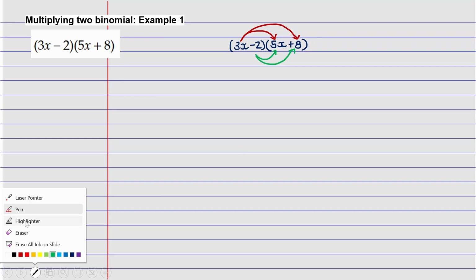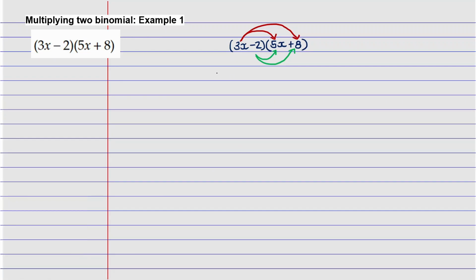So now let's do that. This is basically equal to 3x, remember, multiplied by 5x, then plus, because this is positive, 3x multiplied by 8. So we're done with the top part. Now we're going to move to the second part. So it's going to be negative 2, remember, multiplied by 5x, then negative 2 multiplied by 8.